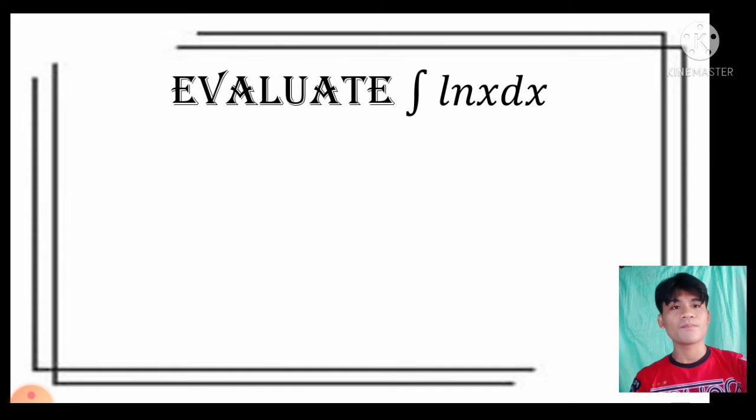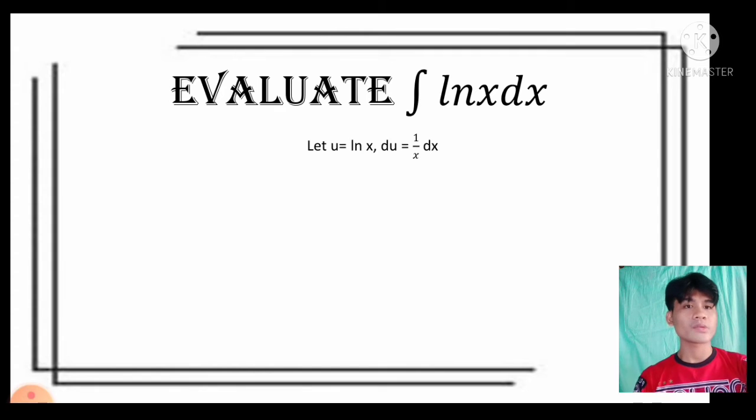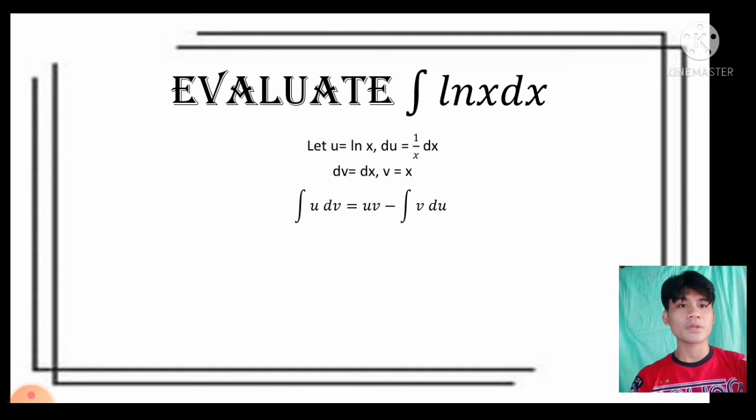Another example, evaluate the integral of ln x dx. We let u be ln x and the derivative of u, which is du, is equal to 1 over x dx. And dv is equal to dx and the integral of dv, which is v, will be equal to x. So remember the IBP formula, which is the integral of u dv is equal to uv minus the integral of v du. Again, just substitute the given into our formula.